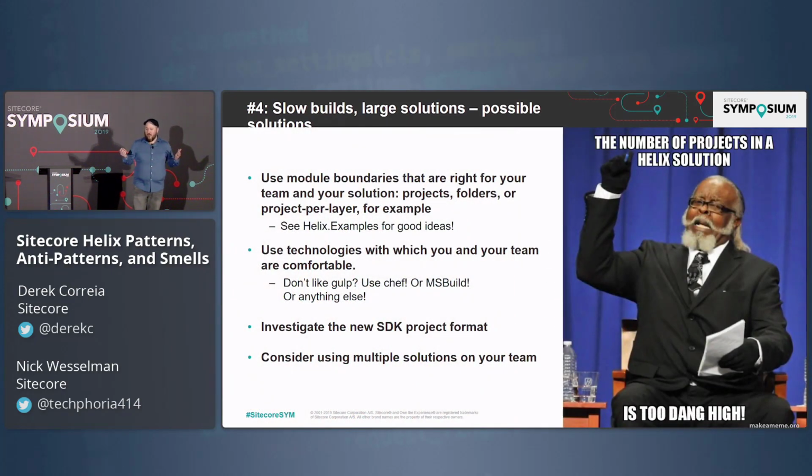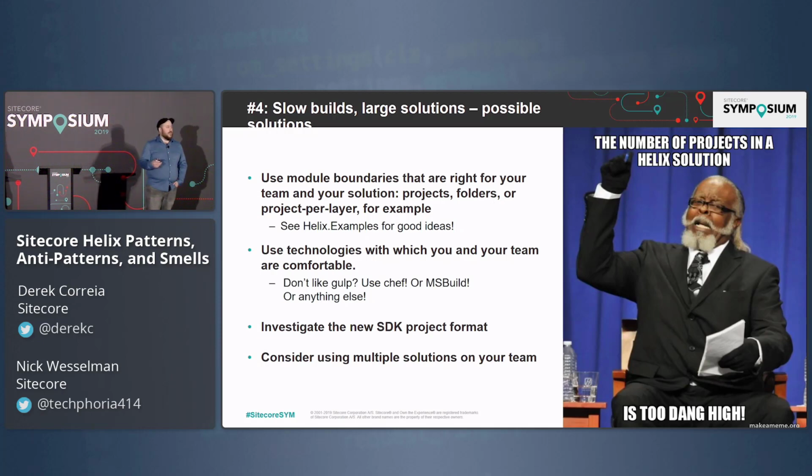So again, what are the possible solutions we have here? Nick talked a little earlier about module boundaries not necessarily being physical. I think we heard pretty loud and clear from the community that that's not always what we want to do. So certainly the Helix examples solution that Nick talked about and is up on GitHub now has some examples of logical boundaries instead of physical boundaries. Use the technologies you're comfortable with. I know that's a real radical thought here, but if you don't like Gulp, don't use Gulp. Use Grunt, use Chef, use MSBuild, use none of the above. Whatever you really like.